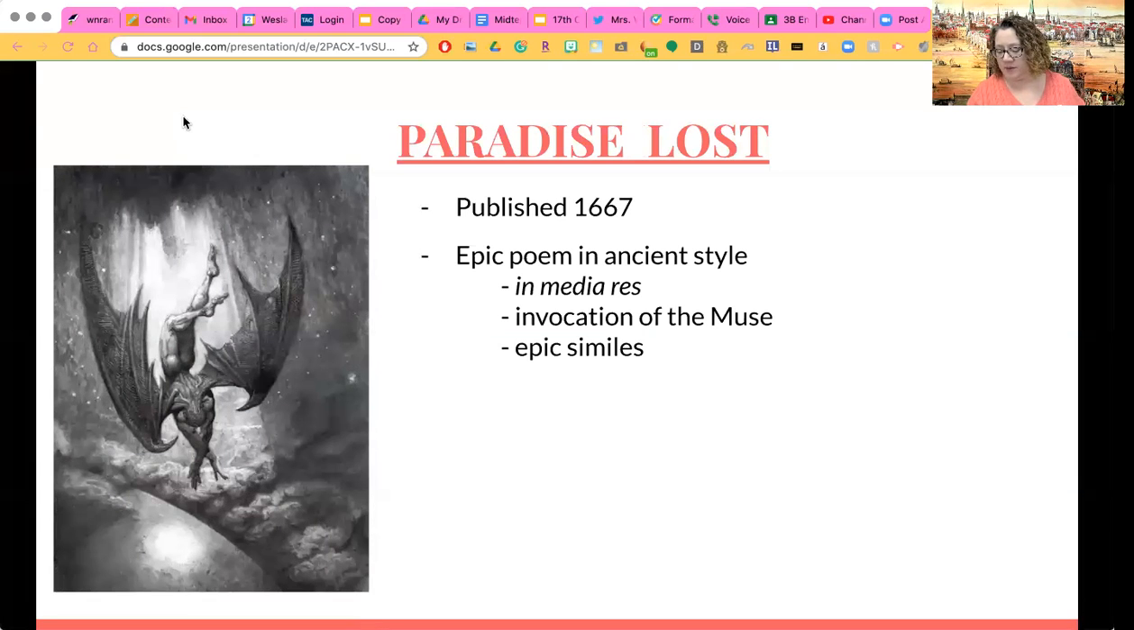There are a lot of elements of Paradise Lost that John Milton desired to make like ancient works that have stood the test of time, like the Odyssey and the Iliad and all of those really ancient texts. And he does some things to hearken our minds back to those texts. One of them is he uses in media res, which we talked about when we were studying Oedipus, the idea that we're starting in the middle of things. And we start in the middle of Paradise Lost.